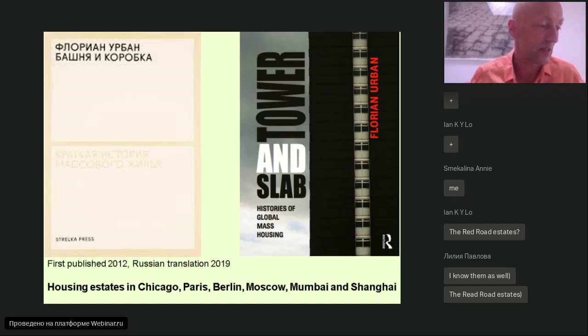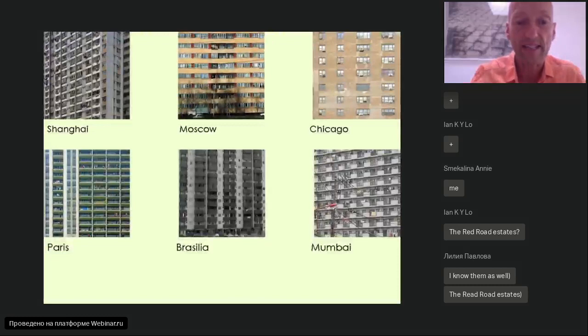The point I made in this research project is that mass housing is apparently very similar all over the world. Here you see pictures of the six cities that I am treating in this book: Shanghai, Moscow, Paris, Brasilia, Mumbai, and Chicago. But actually, the narratives that are connected with that are very different, and the meaning that is connected with that is very different.